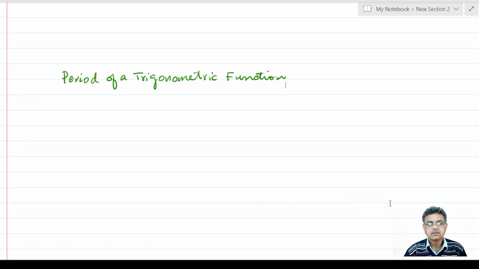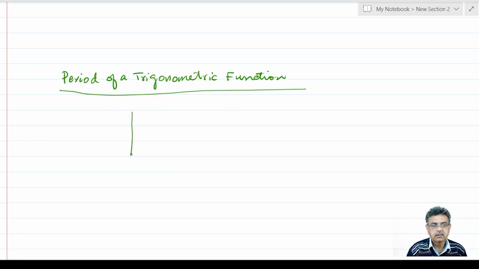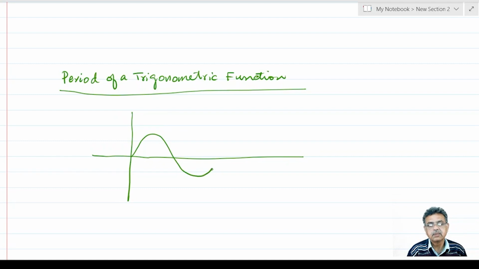Now we are going to discuss the period of a trigonometric ratio. What do we mean by period? As we have already discussed graphs, you know the graphs of sine, cos, and tangent. I just revised this graph of sine x only. That graph was of something like this.